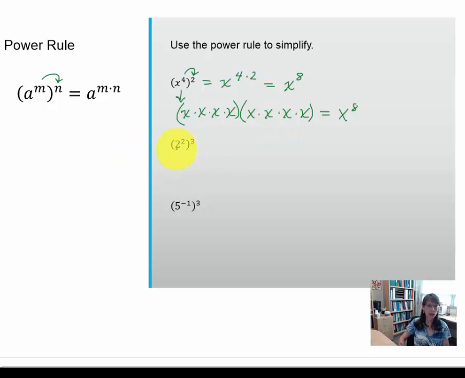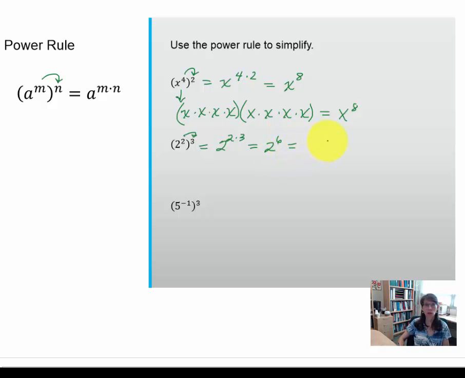Our next example has a numerical base. So I really don't want to say that 2 squared makes 4 right now, because then we just end up using larger numbers than what we really need. So I'm just going to go ahead and use the power rule. Our base of 2 is raised to the 2 times 3, which is 2 to the power of 6.